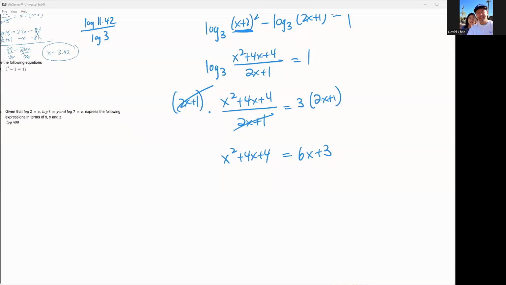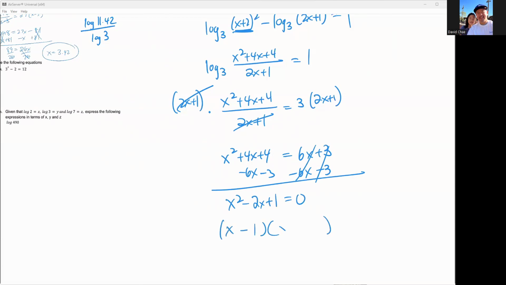This is a quadratic, so you want to make it equal to 0, right? So you subtract the 6x from both sides, you subtract the 3 from both sides, and you get x squared minus 2x plus 1 is equal to 0. You get a double root here, right? (x minus 1)(x minus 1). So the answer is just 1. You cool? All right, here we go.